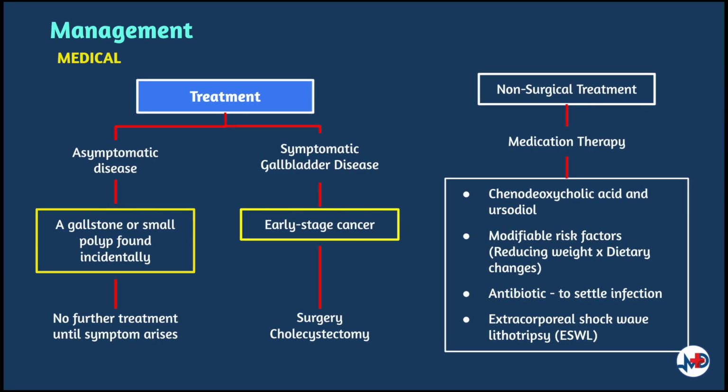In patients with asymptomatic disease where the gallstone or small polyp was found incidentally, no further treatment is undertaken until symptoms arise. When an individual has symptomatic gallbladder disease and early stage cancer, a cholecystectomy is utilized. A cholecystectomy is controversial in advanced cancer due to the low 5-year survival rate, especially if regional lymph nodes are involved. Symptoms of gallbladder disease, however, typically decrease after cholecystectomy unless the abdominal pain was caused by other digestive tract diseases such as irritable bowel syndrome.